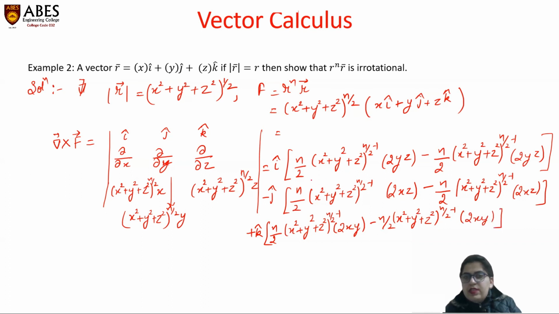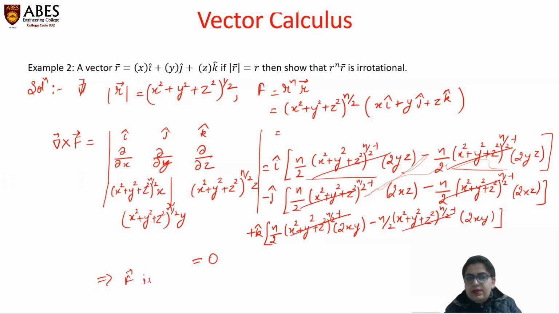So here you can see that these two terms have the same magnitude but different signs. So this will cancel out. Similarly, this will cancel out. Similarly, this will cancel out. So we are left with 0. This proves that our function is irrotational.